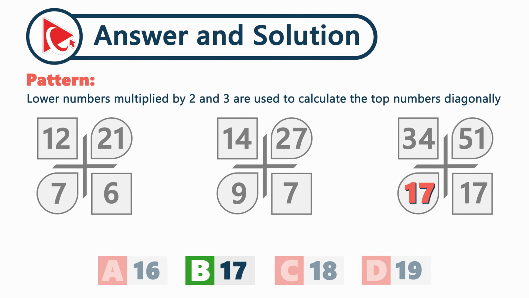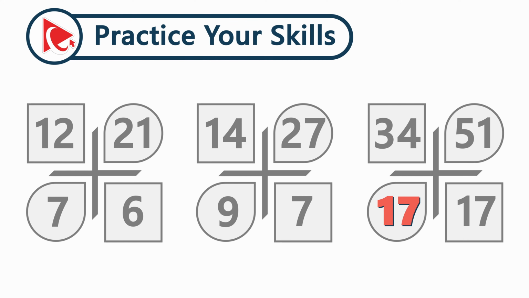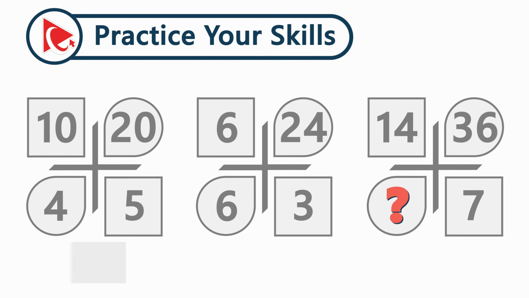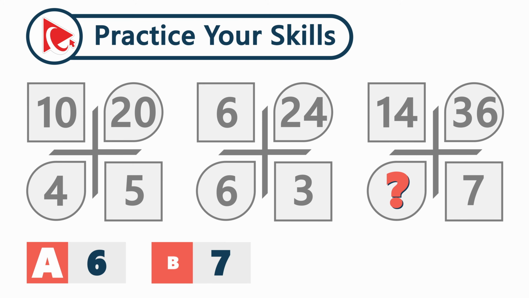But wait, there is more. Here's the question for you to practice. You're presented with 3 shapes. First shape has numbers 10, 20, 5, and 4. Second shape has numbers 6, 24, 3, and 6. And then the third shape has numbers 14, 36, 7, and then comes the missing number, which you need to calculate and select out of 4 possible choices. Choice A, 6, choice B, 7, choice C, 8, and choice D, 9.